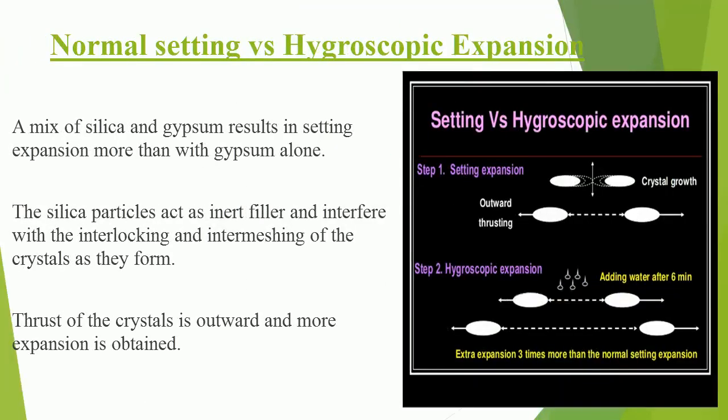The previous slides basically just showed what hygroscopic expansion is, and you are all familiar with this phenomenon as we discussed it in gypsum. Now in the gypsum investment material, we have silica as well. And silica, along with gypsum, results in setting expansion more than gypsum alone. Although it acts as an inert filler, it interferes with the interlocking and intermeshing of the crystals, and the thrust of the crystals is outward and more expansion is achieved. This diagram represents the difference between setting expansion and hygroscopic expansion, and how adding water creates more expansion than the normal setting expansion.